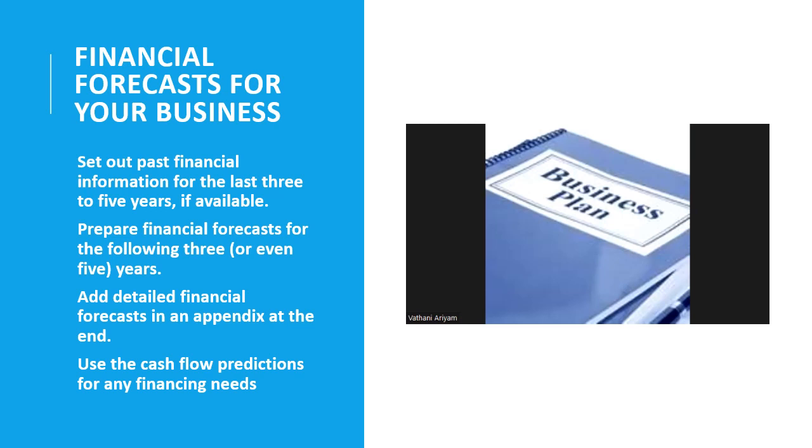Use the cash flow predictions for any financing needs. Add an extra emergency amount onto the funding needs. Allowing for this in the forecast may be 10 to 20%. Consider what mid-month peaks could be.